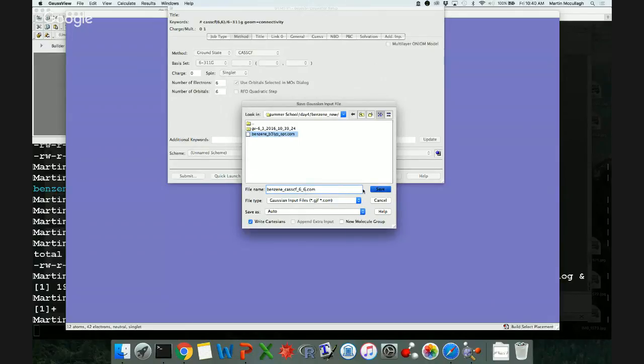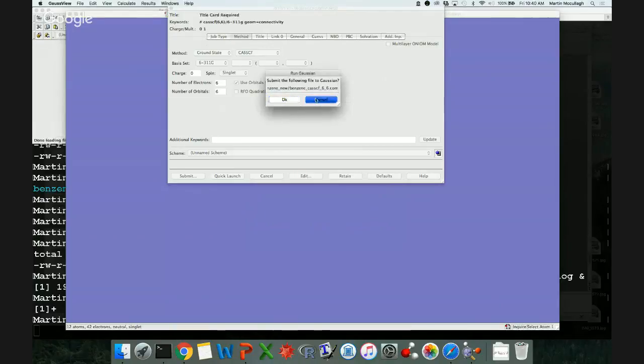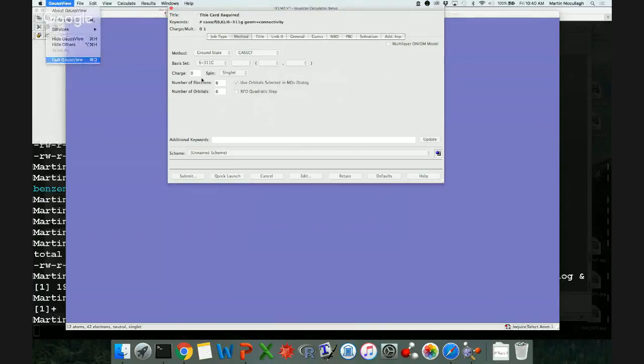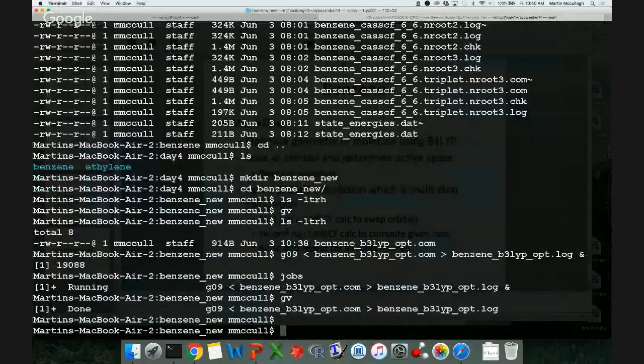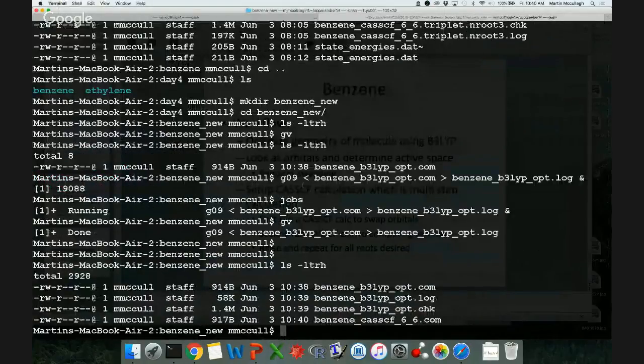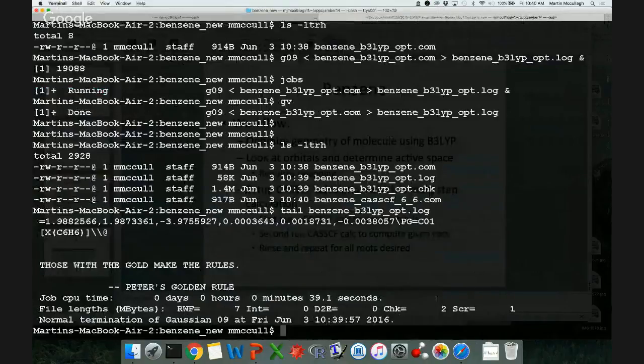So I'm going to call it benzene CASSCF66.com. Cancel. Okay. You can see how your job is doing. Apparently it's already done.